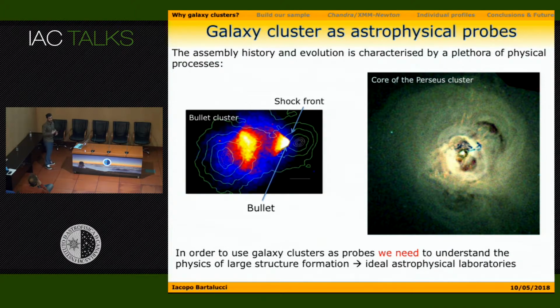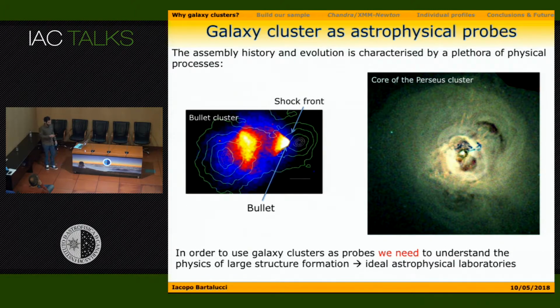For example, you have shocks, you have cold fronts, you have the fact that the bulk of the dark matter is moving because of this smaller halo that is passing. And another interesting feature here is that the X-ray emission is not tracing the actual dark matter component, which is shown here with lensing isocontours.